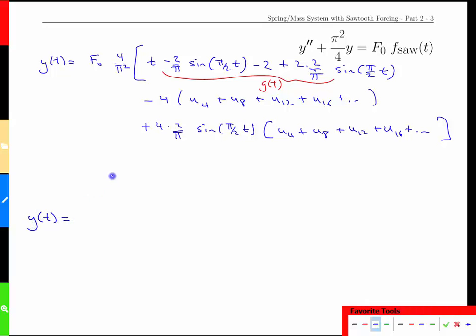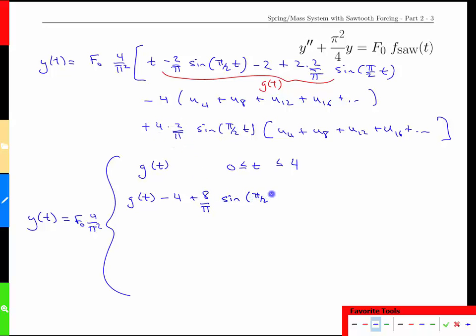So our y of t is, on the first part, our g of t, and we'll put the f naught, 4 over pi squared, in front of everything here. That g of t has no step function, so it applies from 0 onwards. And then the first change is when we hit our step function at 4. So this will be up to time 4. That function stays on, and then we're going to subtract 4, and we're going to add, let's call it 8 over pi now for this expression, sine of pi over 2t. That's going to be valid when t is between 4 and 8, because that's when the step function 4 is on and none of the other step functions have been activated yet.